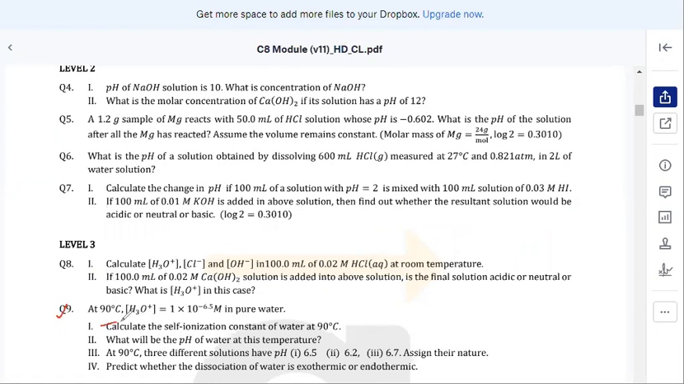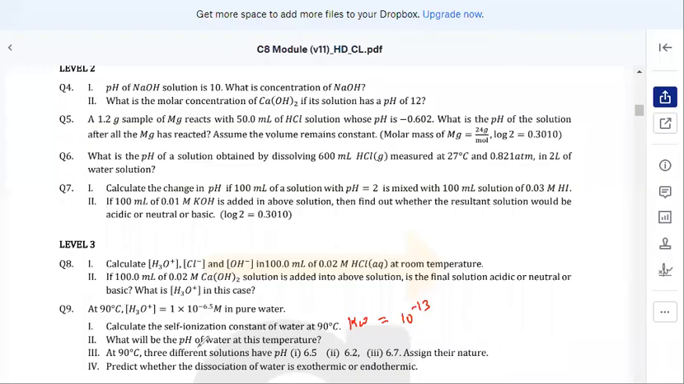At 90 degrees centigrade, concentration of H3O plus is this. Now calculate the self-ionization constant of water at 90 degrees centigrade. Second, what's the pH of water at this temperature? So I'll give you 1 minute, try to solve question number 9.